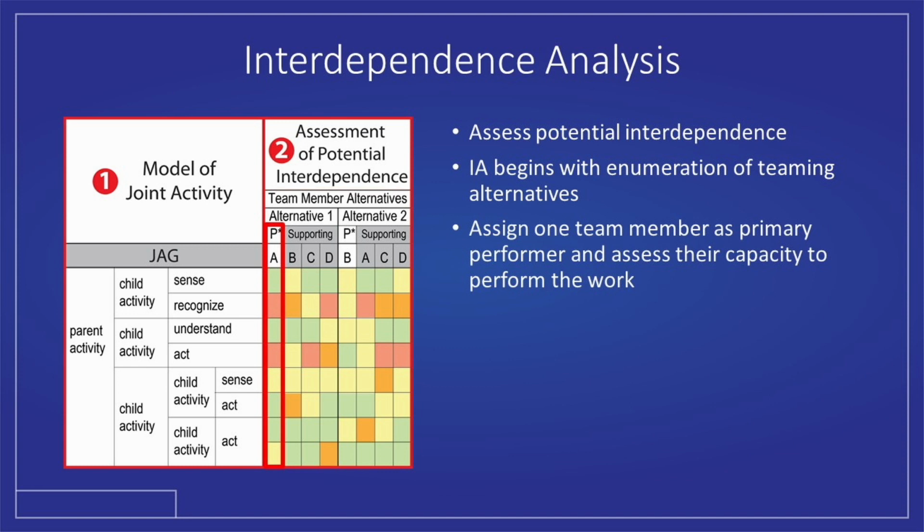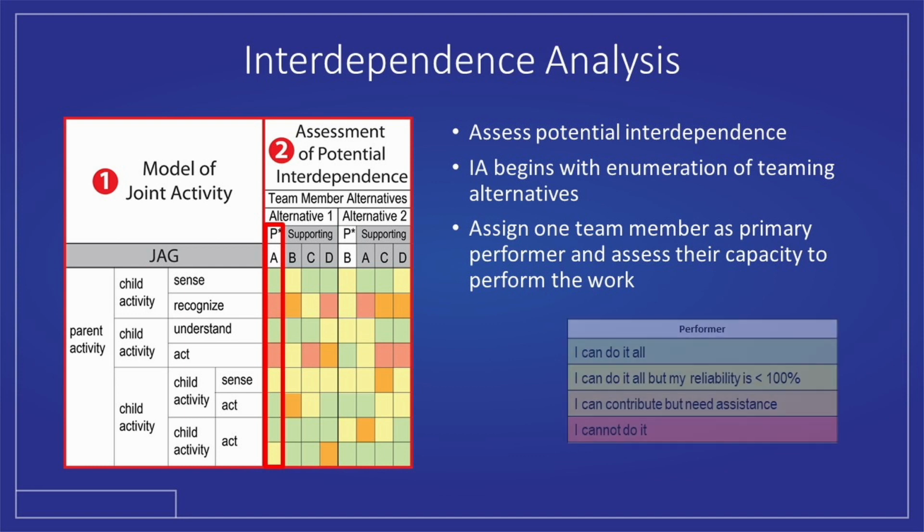Once we've enumerated the team members, we then assign one team member as the primary performer and assess their capacity to perform the work. The performer, in this instance Agent A, is listed in the performer column labeled P. To assess the performer's capacity, we use a fairly broad categorization captured by a color coding scheme.